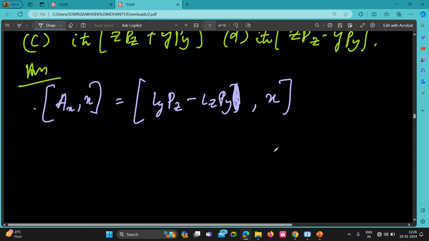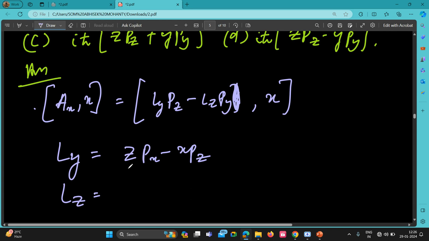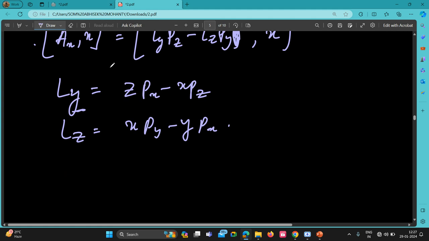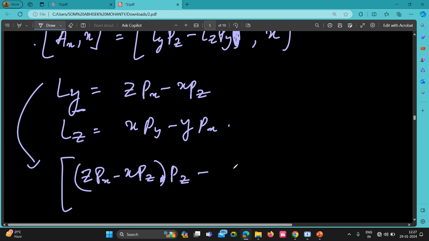Now what is L_Y and L_Z? We know L_Y is Z P_X minus X P_Z. And L_Z is what? What can I write L_Z as? X P_Y minus Y P_X. If this Y is here, then this will be in order. First term is in order, second term is the opposite of order. So I can put it here directly: (Z P_X minus X P_Z) into P_Z minus (X P_Y minus Y P_X) into P_Y.